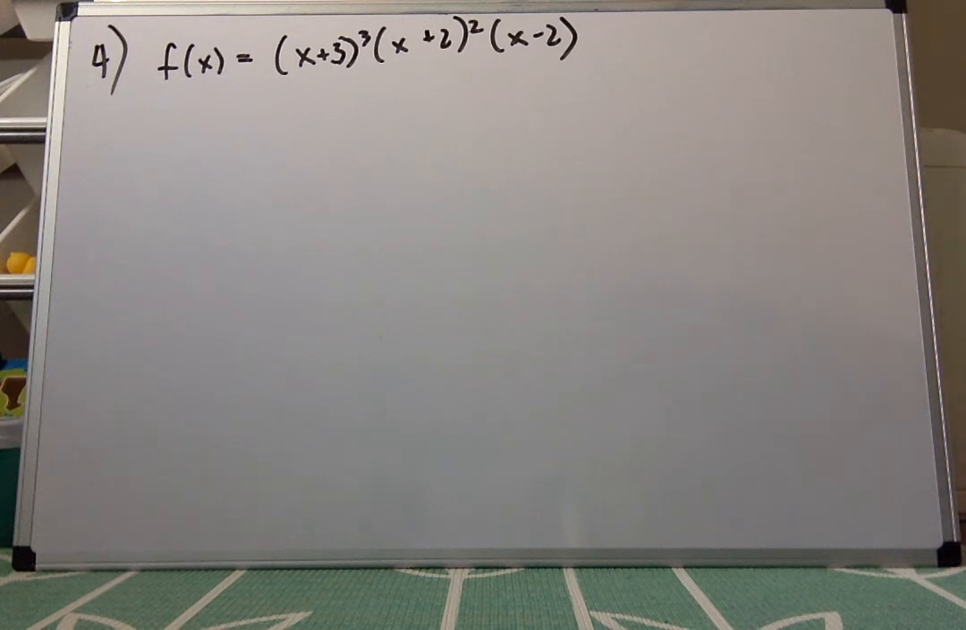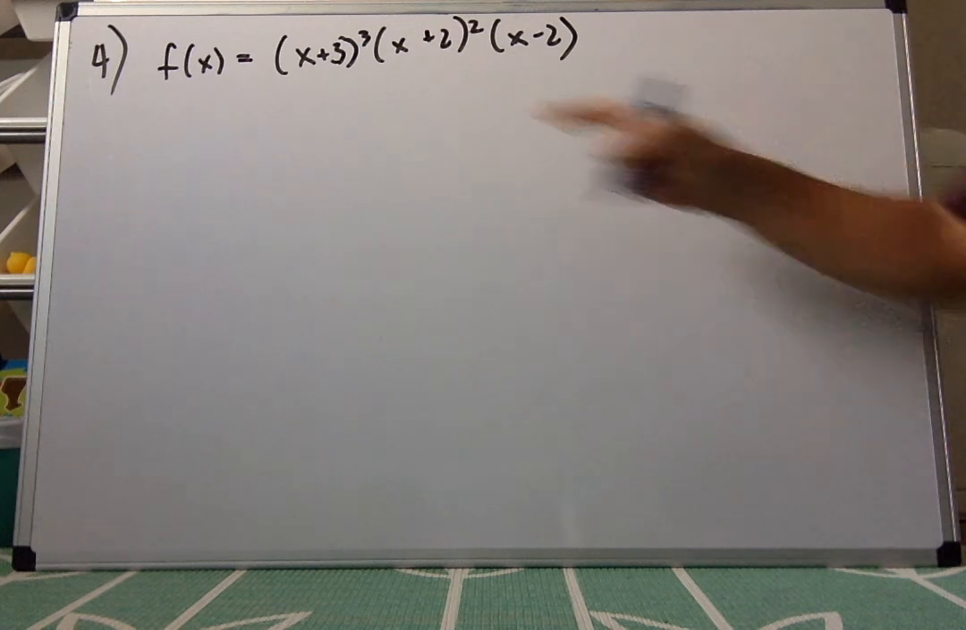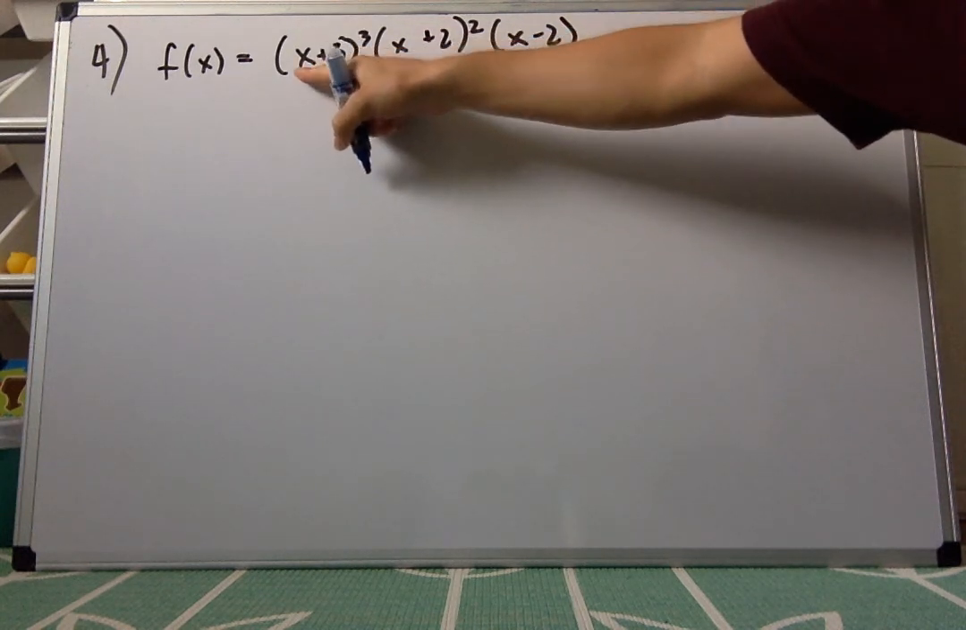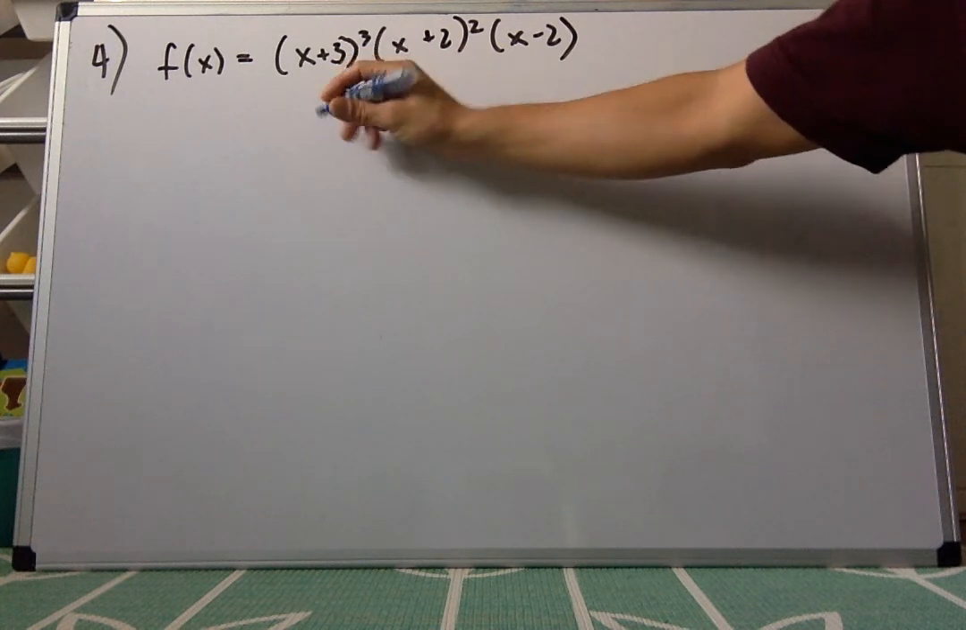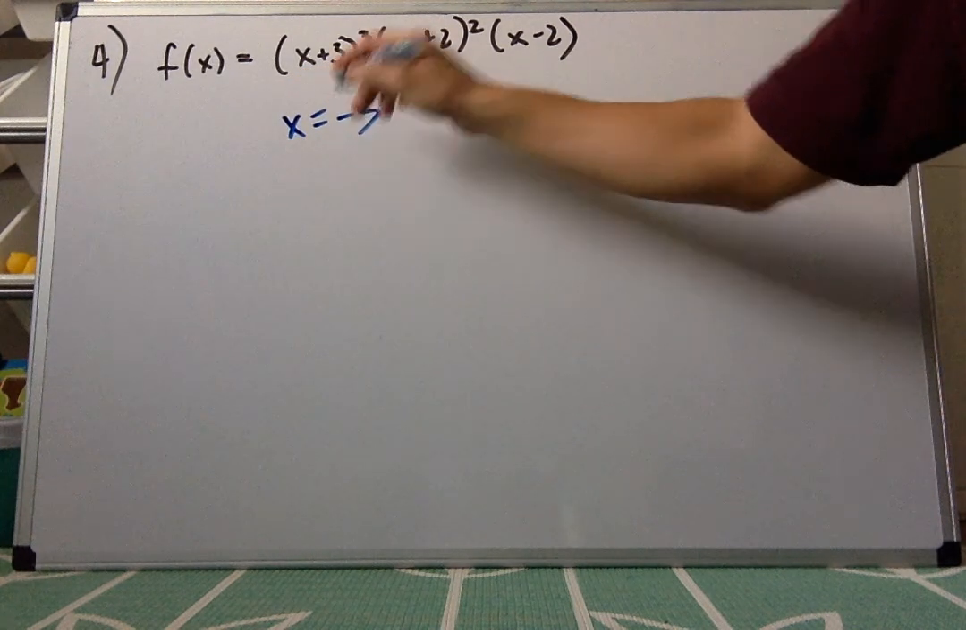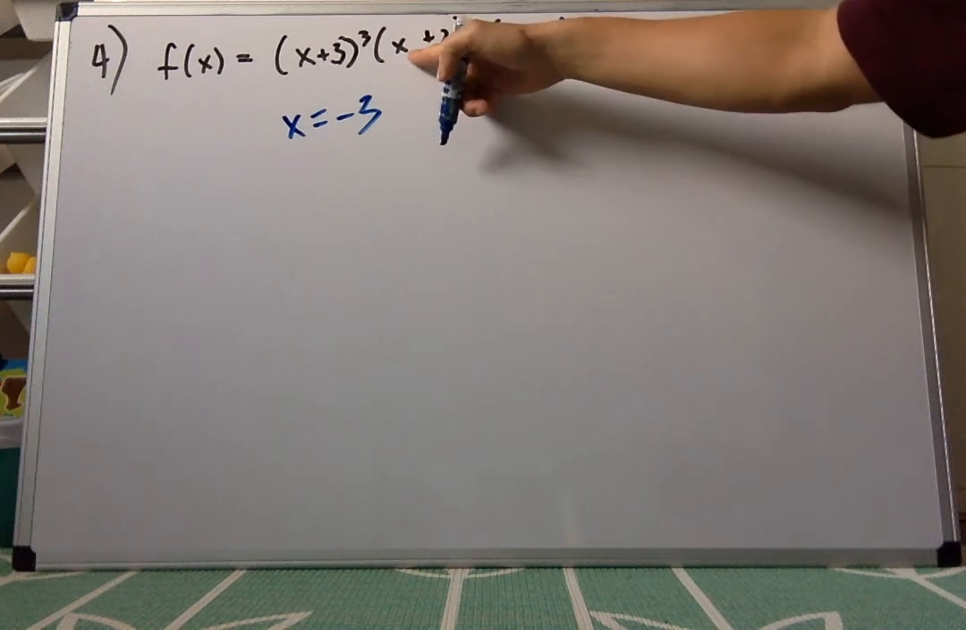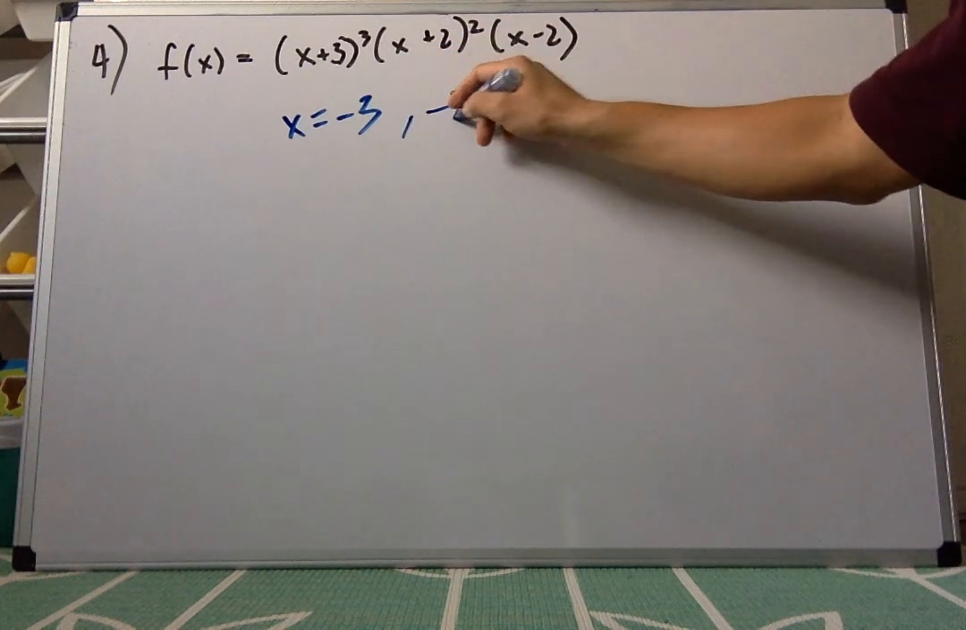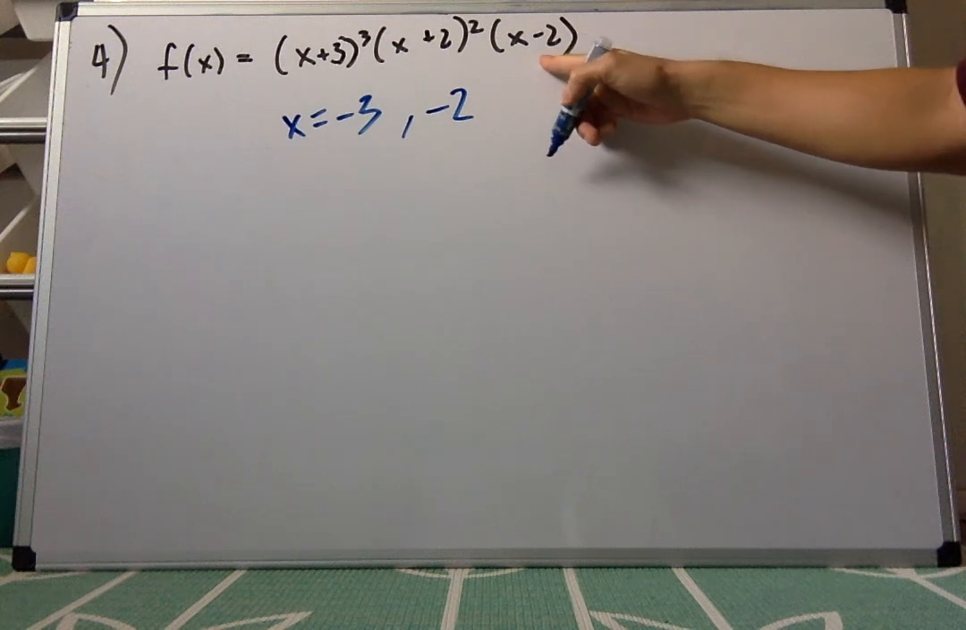Alright guys, number 4 says find the zeros and their multiplicities. This is actually super easy. You're just looking for what values are going to make the thing 0. Here, if x is negative 3, negative 3 plus 3 is going to be 0. So the first zero is x equal to negative 3. Second zero, what's going to make it 0 is if x is negative 2, so negative 2, that's the next one. And the last one is if it's positive 2.